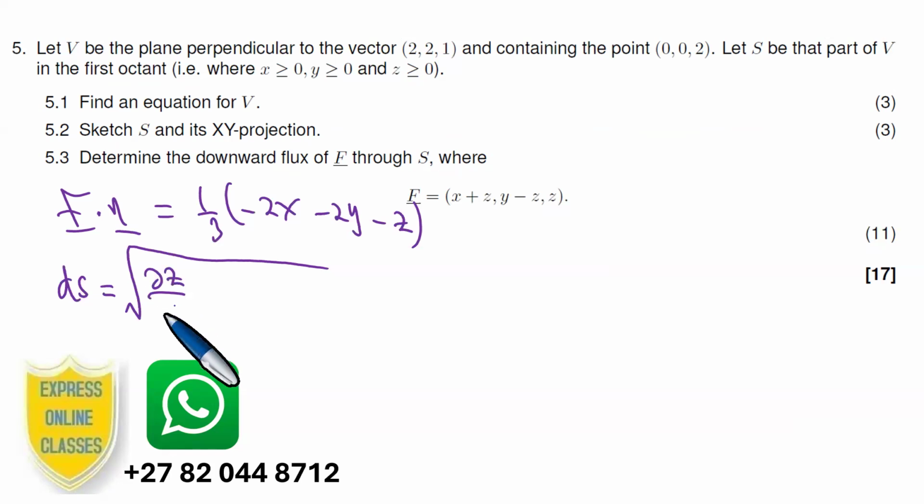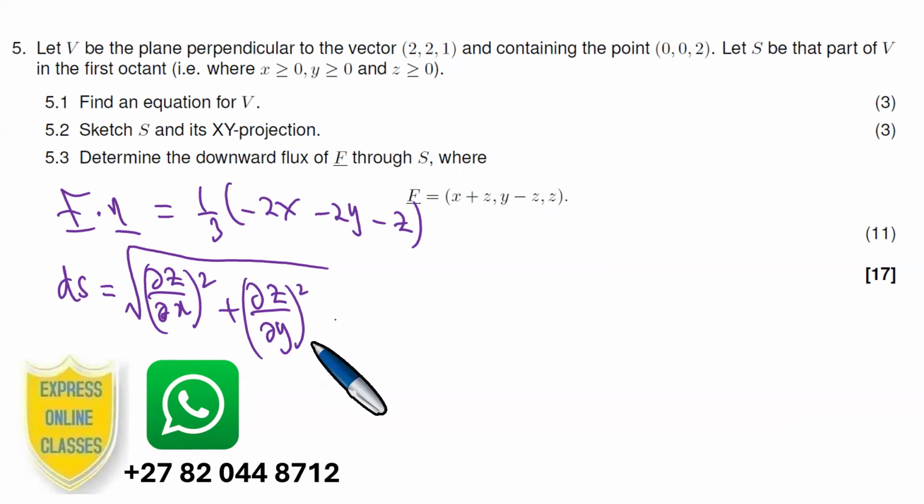dz dx, which is dz dy. This is the formula that we use, dA for the flux. We use this formula for the flux. So we continue.